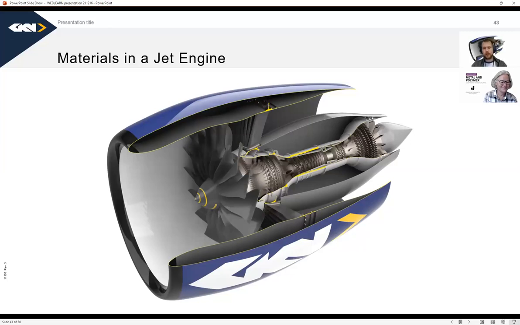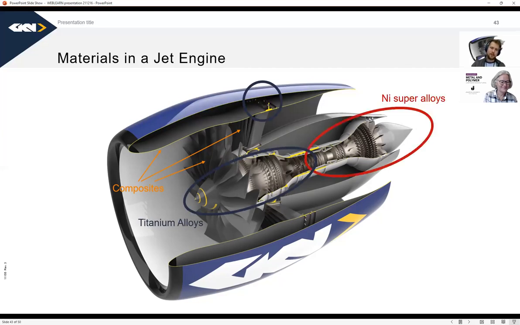Now I will, in a really simplified way, mention which material types we have in a jet engine. In the bypass air, we can have composites, because here it's cold. Then in the front part of the engine in general, we have titanium alloys, but also aluminum alloys. And in the aft part of the engine, we have nickel-based superalloys generally.